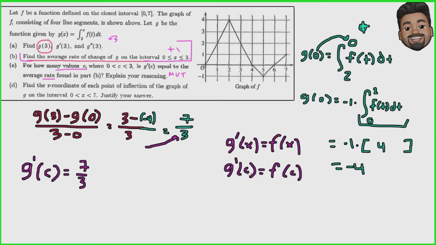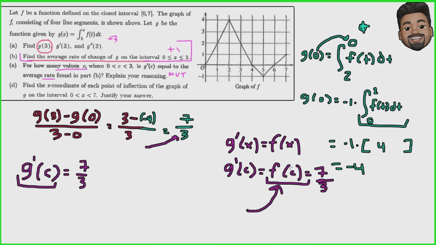So if we plug in C, we're trying to find some C value. G prime of C is f of C. So we're going to look at our graph. Are there some C values where this is equal to 7 over 3? Because the only way to answer anything about G is to look at f. Well, let's go to our graph.